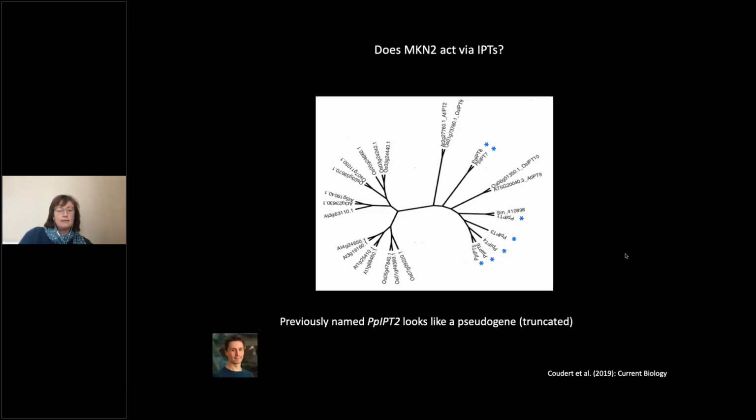Next slide, please. We wanted to know whether MKN2 acts via IPT cytokinin biosynthesis genes, and previous work identified 6 IPT genes in Physcomitrium, but Johan repeated the blast searches and he pulled out 7 genes marked with a blue star on this tree, and 1 gene encoded a truncated protein, so we excluded it from further analyses as we think it encodes a pseudogene. qPCR using our inducible MKN2 line showed that one of these, PPT-IPT3, was upregulated by MKN2.